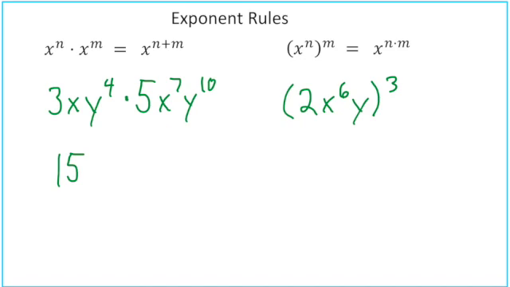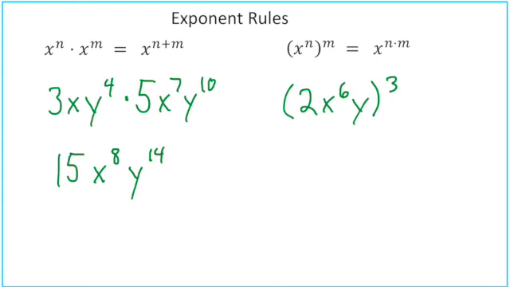We would have x, that's technically x to the 1st times x to the 7th. So that would be 1 plus 7. We would have 8 x's. And then y to the 4th times y to the 10th would be 14 y's. So there's our final answer. You can probably guess the most common mistake is you get so used to adding the exponents that you would write 8 for your number instead of the 15. Remember, the 3 and 5 are just numbers that get multiplied. All right, on to the next one.